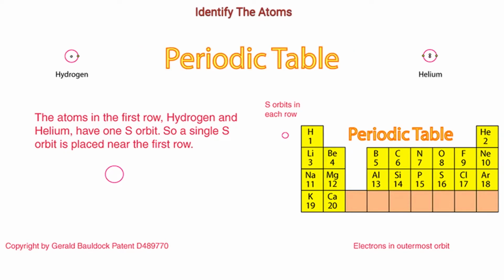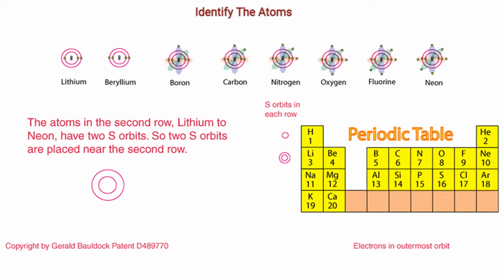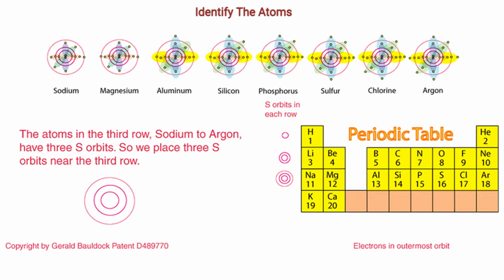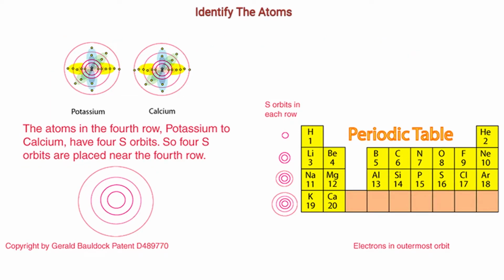The atoms in the first row, hydrogen and helium, have 1 s orbital, so a single s orbital is placed near the first row. The atoms in the second row, lithium to neon, have 2 s orbitals, so 2 s orbitals are placed near the second row. The atoms in the third row, sodium to argon, have 3 s orbitals, so we place 3 s orbitals near the third row. The atoms in the fourth row, potassium to calcium, have 4 s orbitals, so 4 s orbitals are placed near the fourth row.